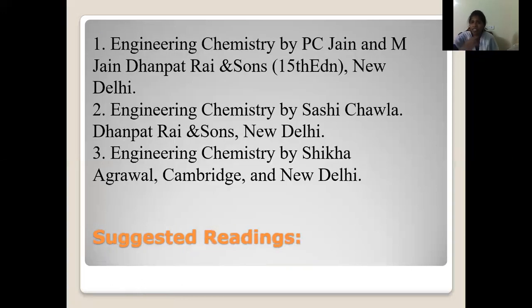Now let us see the reference textbooks. We will be having 3 reference textbooks. Out of the 3, 2 are very, very important in the external examination. One is Engineering Chemistry by P.C. Jain and M. Jain, Dhanpat Rai and Sons, 15th edition. If you want more information, you can go through this book. The second one is Sashi Chawla, Dhanpat Rai and Sons, also a very nice book. And the third one is Engineering Chemistry by Shikha Agarwal, Cambridge, New Delhi.